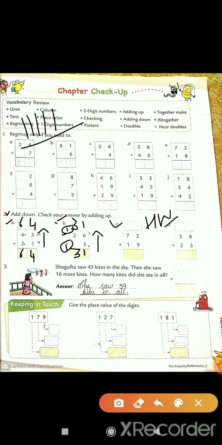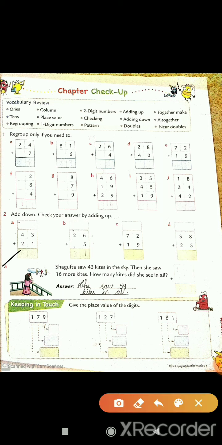Next, question number 3. Shagufta saw 43 kites in the sky. Then she saw 16 more kites. How many kites did she see in all? So first she saw 43 kites and then 16 more kites. So for finding how many kites did she see in all, we need to add them.